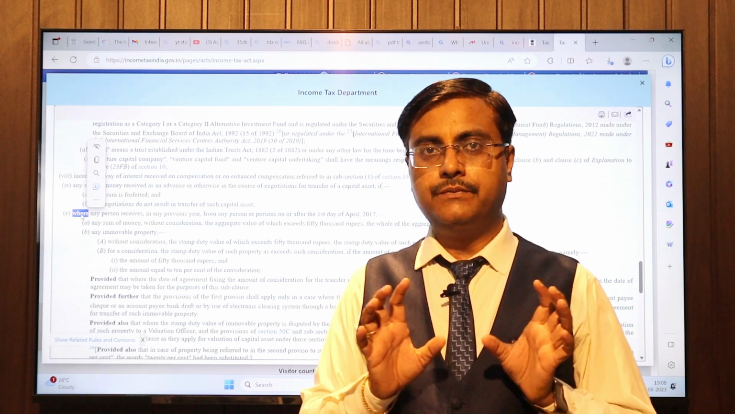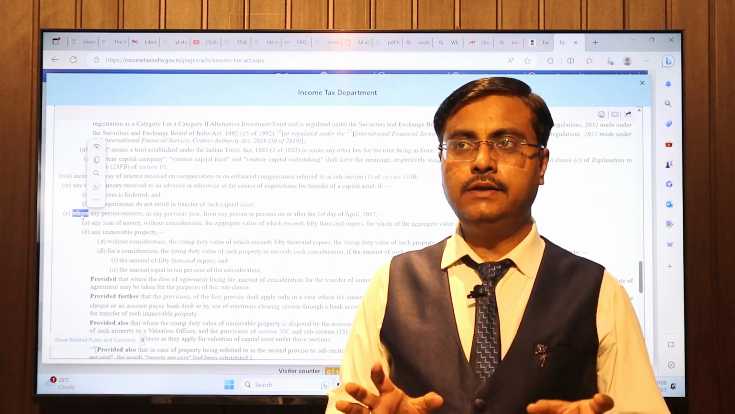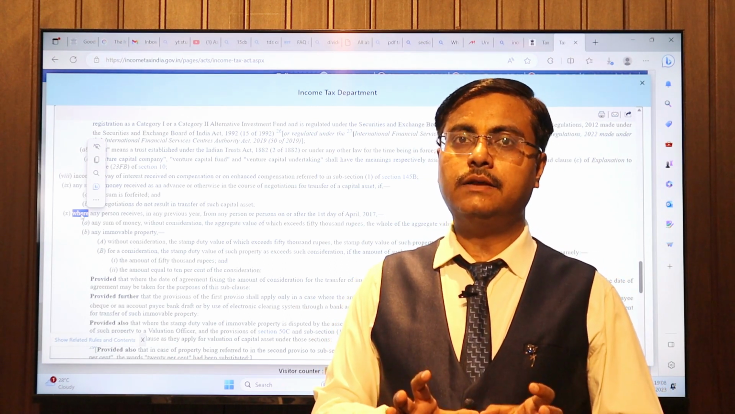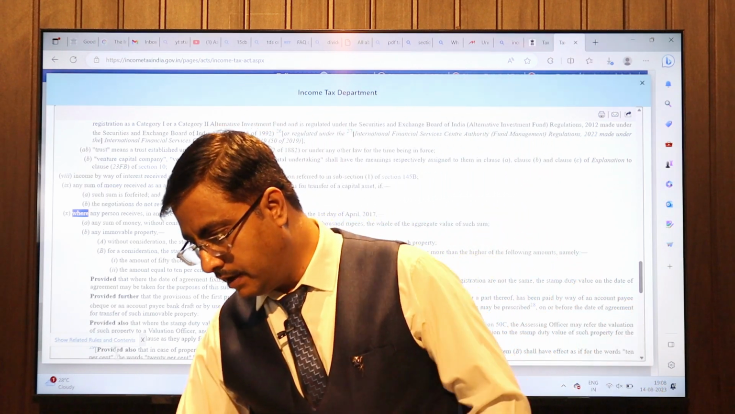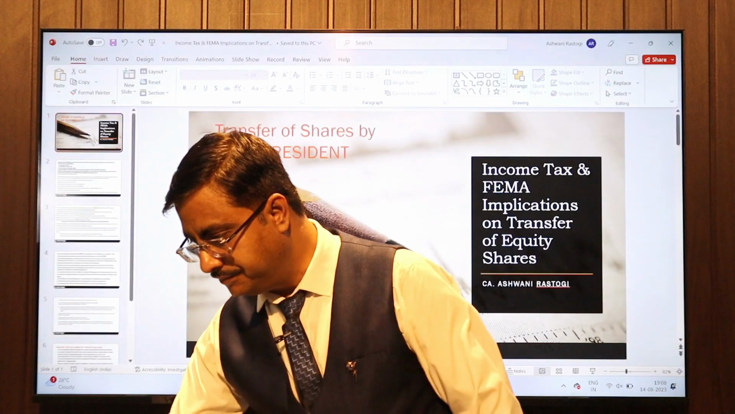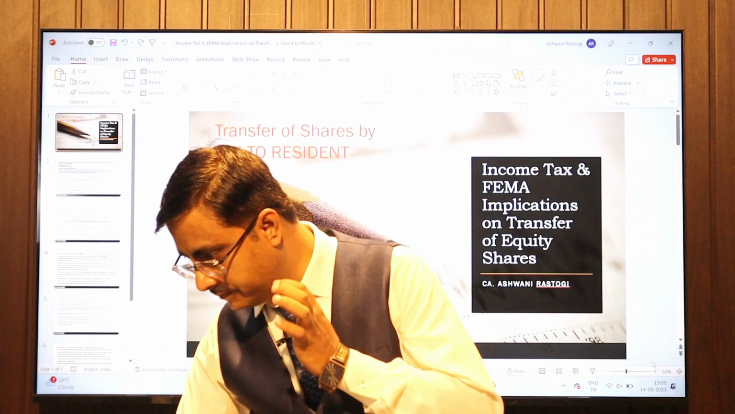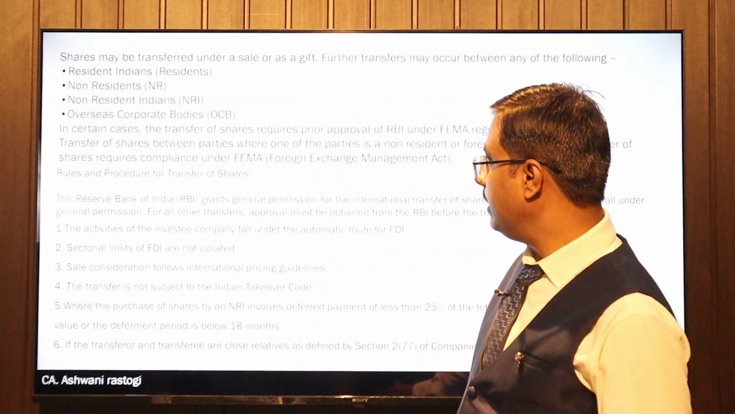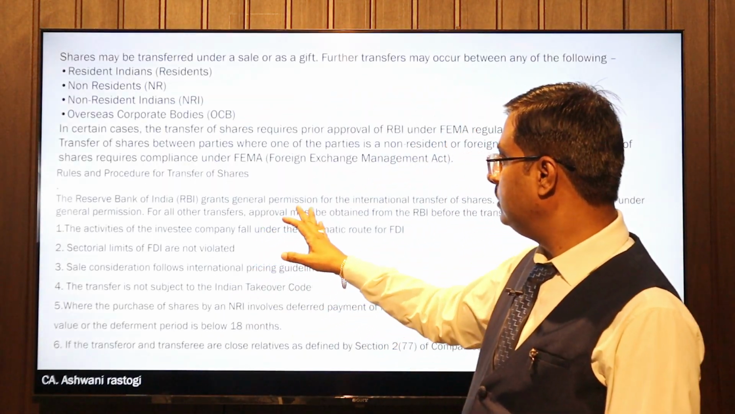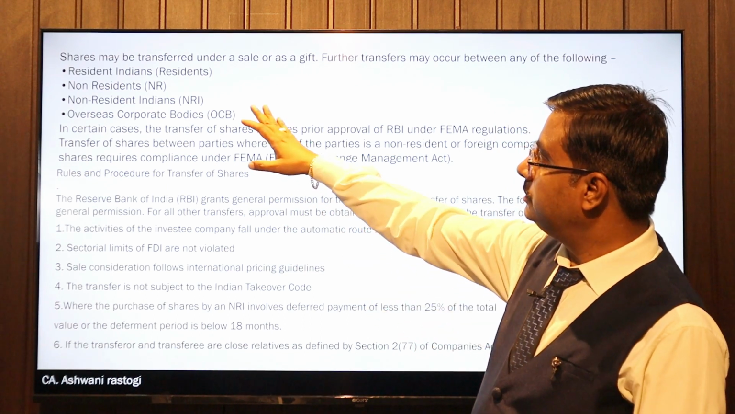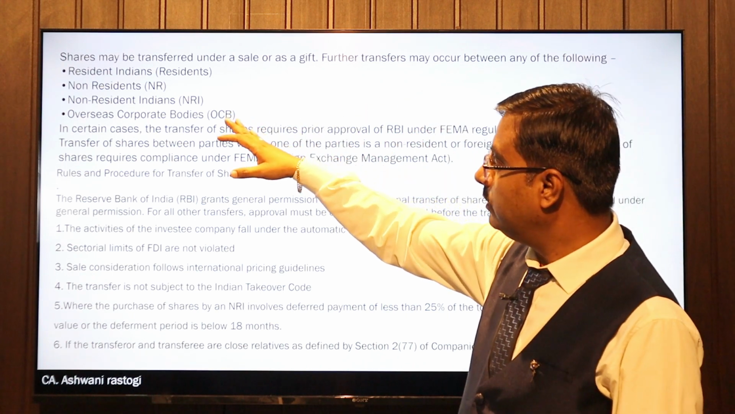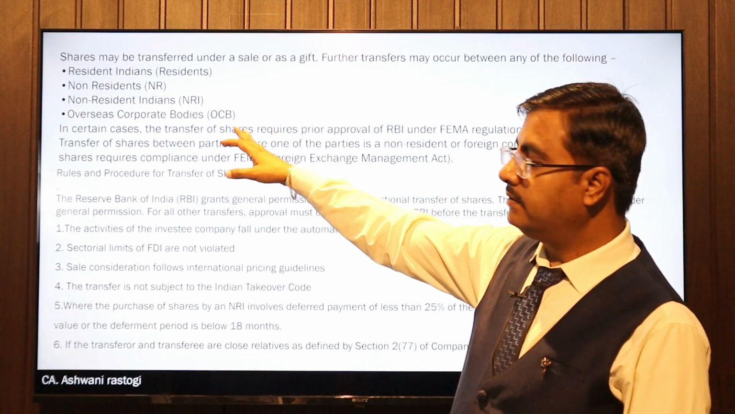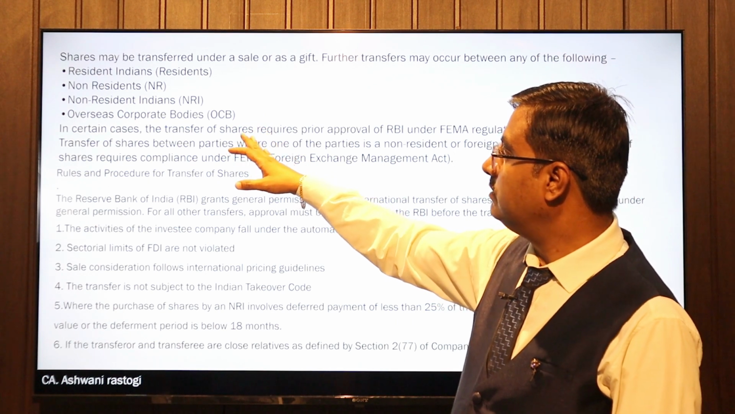So for the purpose of transfer of share by non-resident to resident, we also see there is an RBI compliance there. FC-TRS form we need to file. While filing form FC-TRS, there is a general provision. So share may be transferred as a sale or gift between non-resident to resident. Non-resident can be FII or overseas corporate bodies.